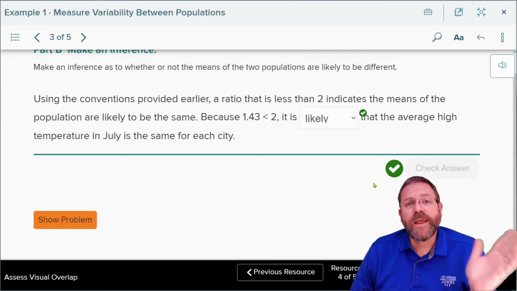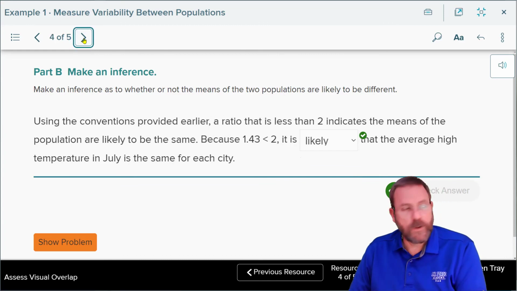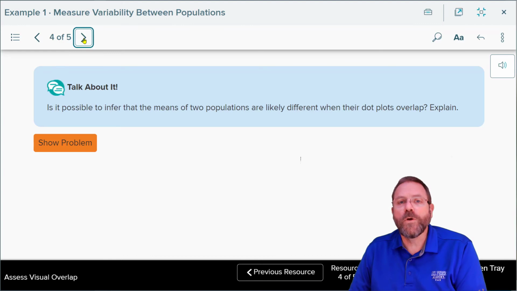The hard part is finding that stinking mean absolute deviation. Don't think there's anything else on this. Let me check. Nope, we're good. It's time to move on to extra example 1.